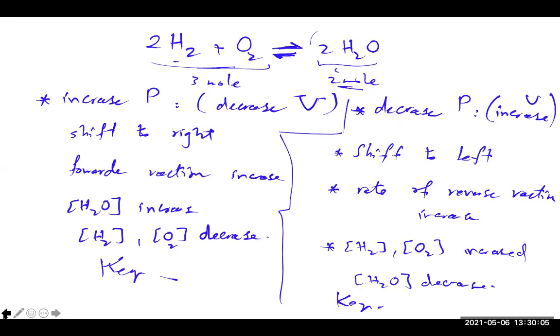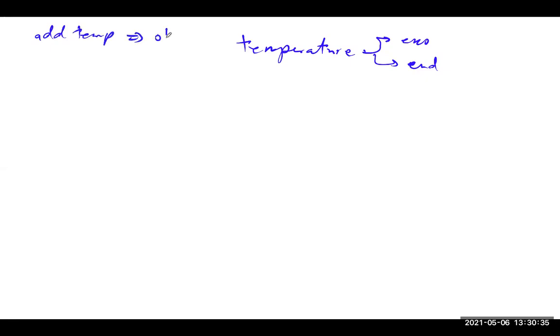Now we will talk about temperature. What will happen if we change temperature? Actually, we have two kinds of reaction here: exothermic and endothermic reactions. But it's the same strategy here. We will treat temperature like a substance. If you add temperature, it will shift to the other side, just like the concentration. And if you remove temperature, it will shift to the same side.